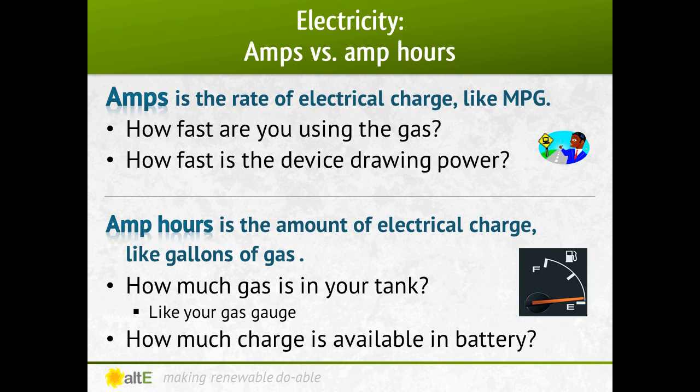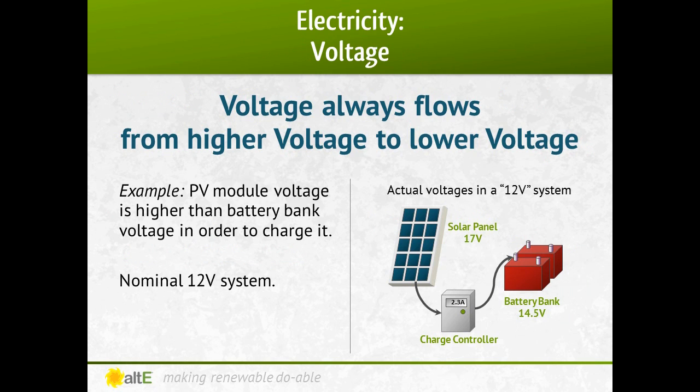How much gas is in your tank? Your gas gauge tells you that. Deep cycle batteries, the type used in solar systems, are rated in both volts and amp hours. This tells you how much power the battery can store. What we are trying to do in a solar system is produce and sometimes store electrical energy.